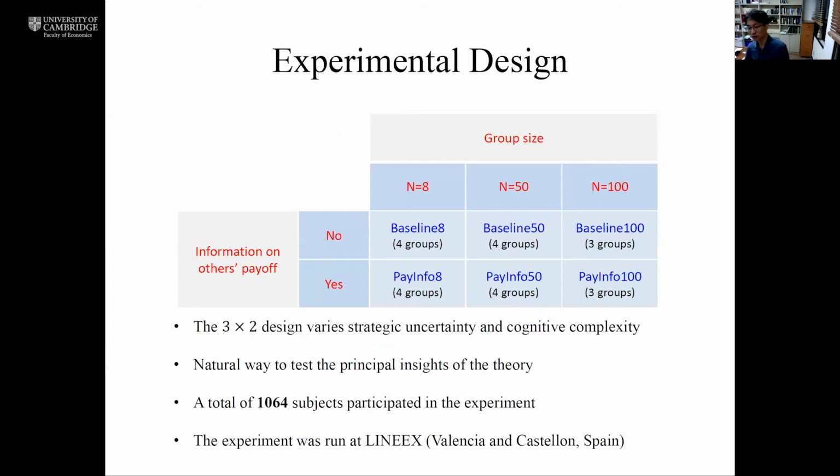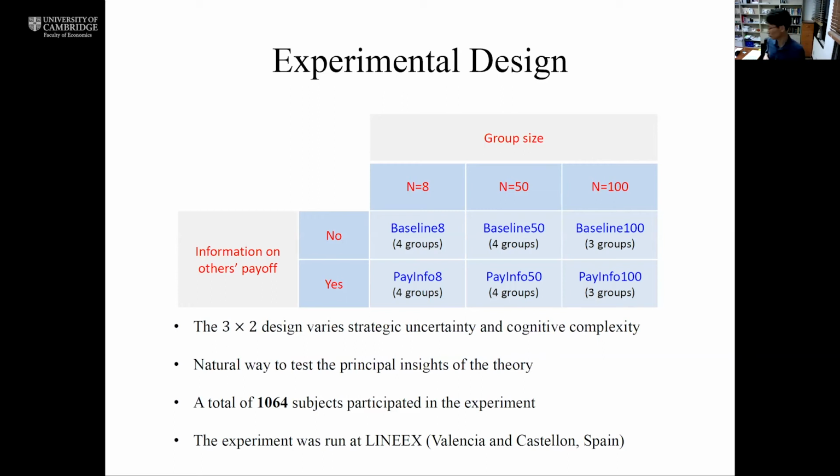In our experiment, we have 3 group sizes, and also we have 2 information structures. In the baseline, we only give feedback about the subject's own performance. In the payoff information setting, we also give information about other players' payoffs. In total, we have 1,064 subjects, and the experiment was run at the Linux.